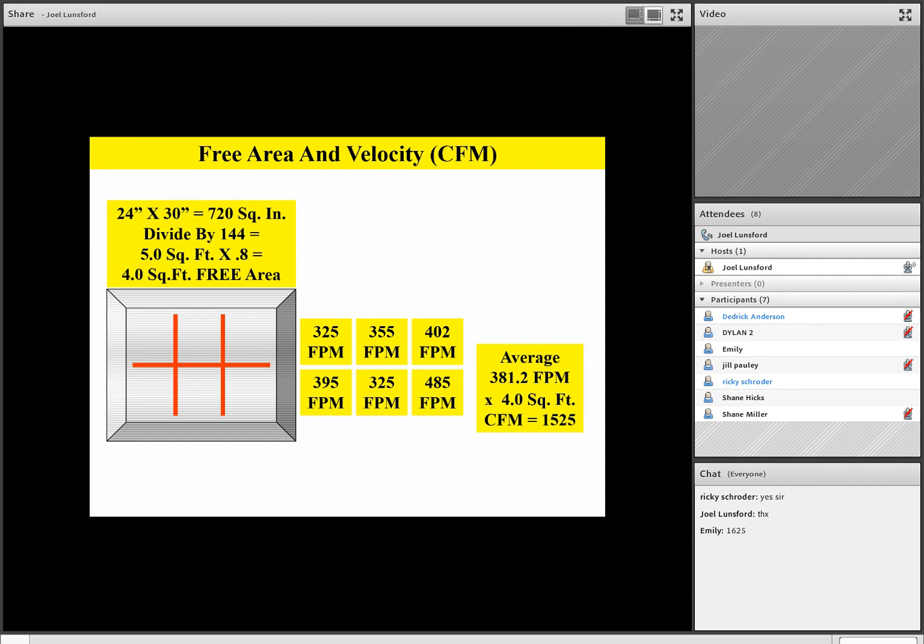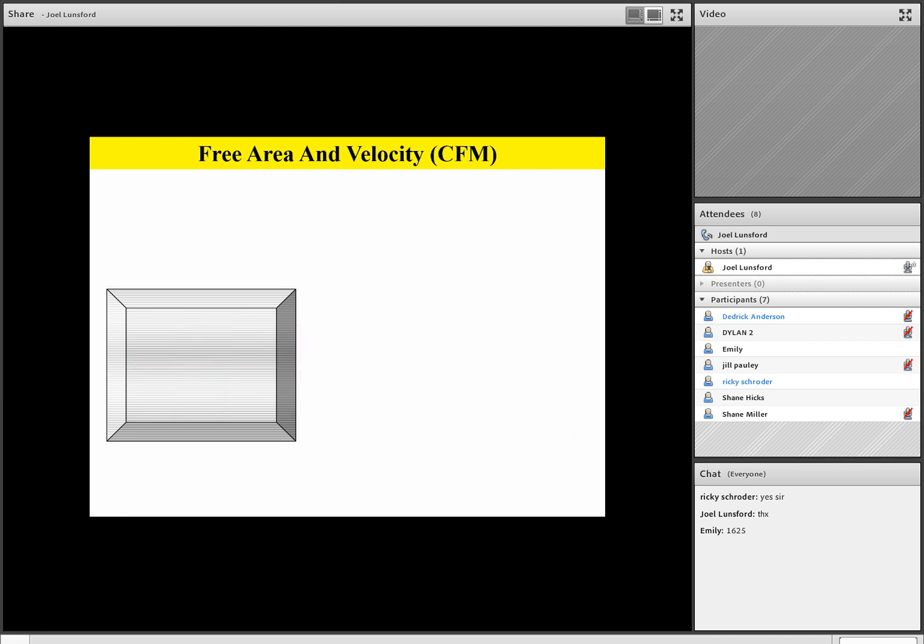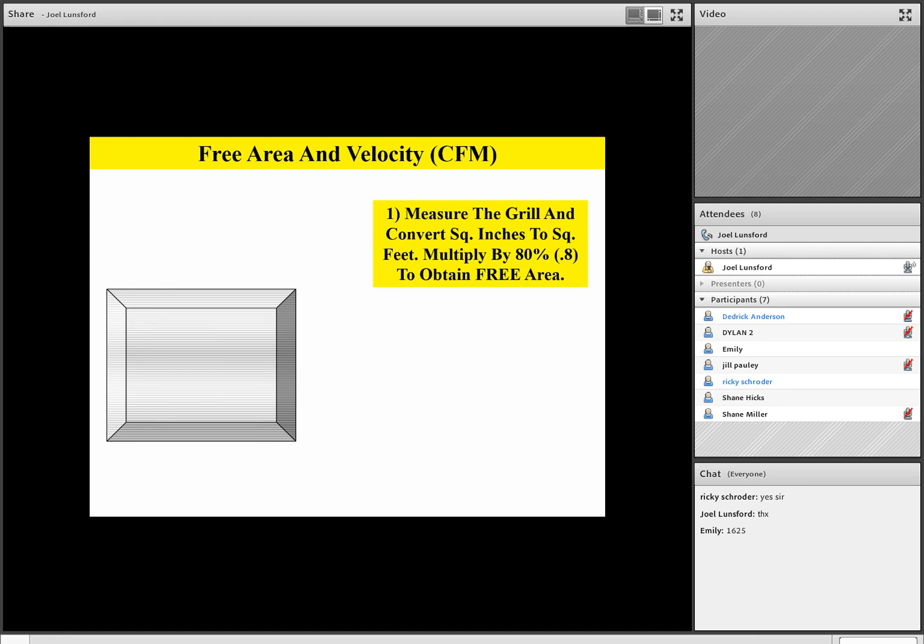Okay, team. Well, let's go ahead and do one more example, and then we'll get into something else as we move through our airflow and duct design class. So in this second example, again, we're going to measure the grill and convert to square feet and multiply times 0.8 to obtain free area.